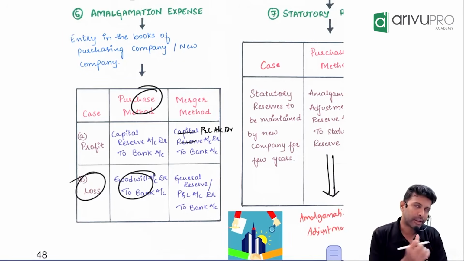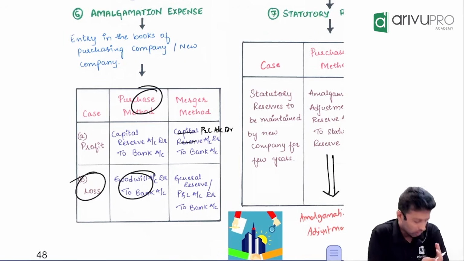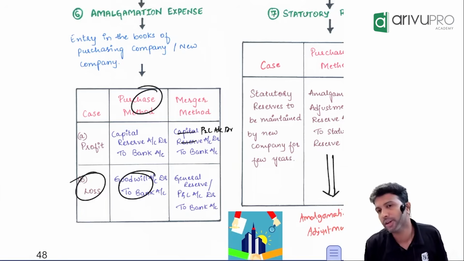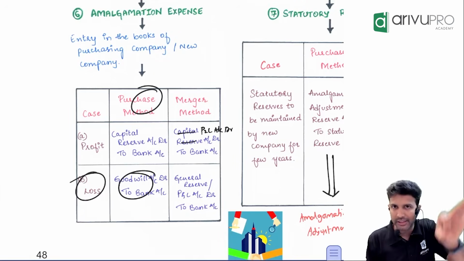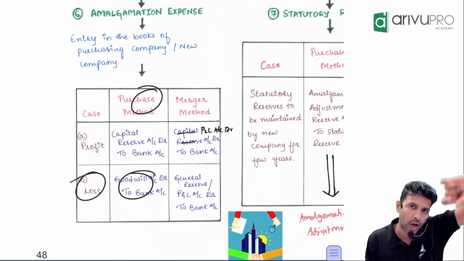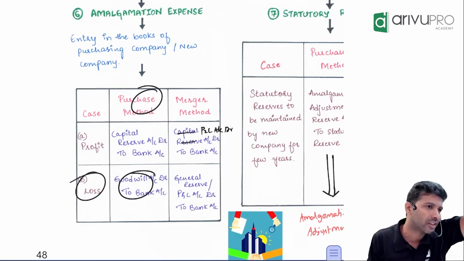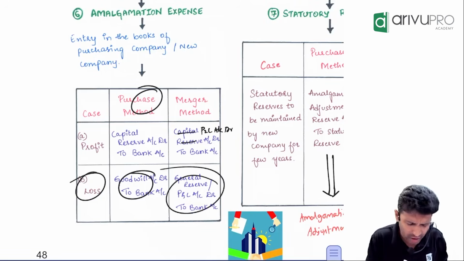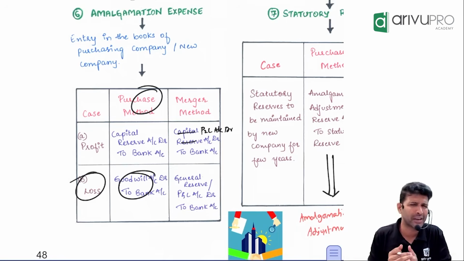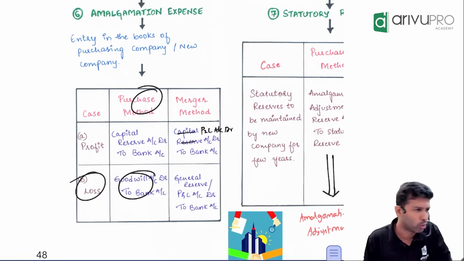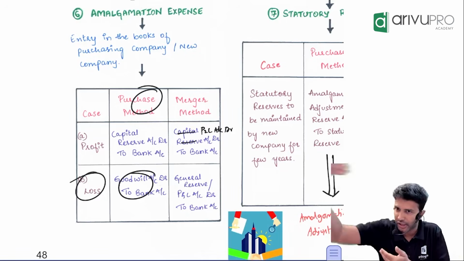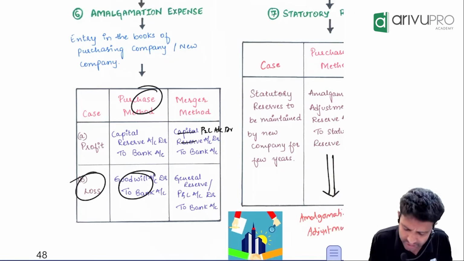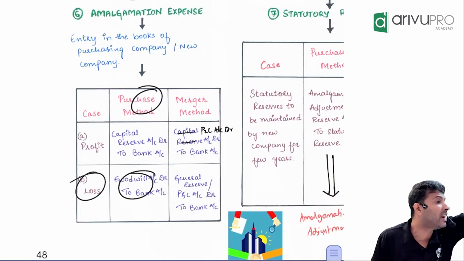Merger method, fill in the blanks again. Don't look at the screen. Try to recall. Merger method, now it's a loss scenario. In merger method, if it is a loss, will we call that loss goodwill or adjusting reserve? Adjusting reserve. So the entry will be reserve account debit to bank. Usually for amalgamation expense, ICAI books use P&L. They don't use general reserve. They have favoritism towards P&L. But in my opinion, even general reserve can be used. But ICAI will pass the entry P&L to bank.